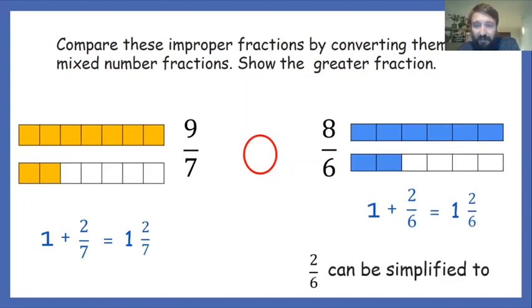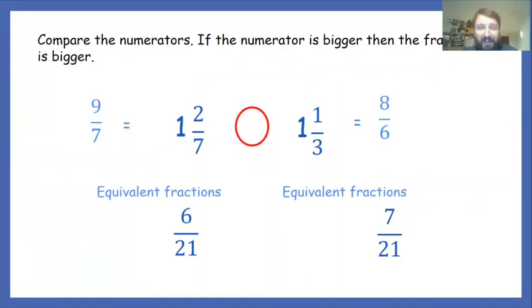Now here, I'm just going to highlight this. As great mathematicians, and hopefully you watched the previous session on simplifying fractions, you would be able to tell me that 2 sixths can be simplified to 1/3. So our fractions here, our improper fractions, have been changed into mixed number fractions of 1 and 2 sevenths and 1 and 1/3. Okay, so let's take a look at this.